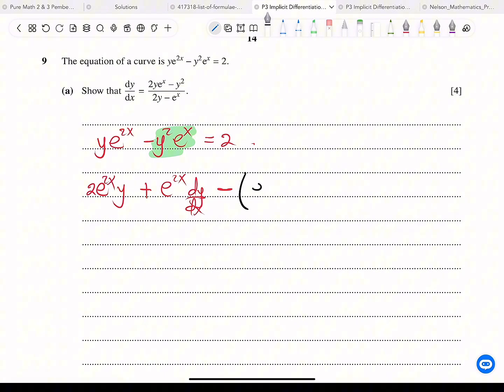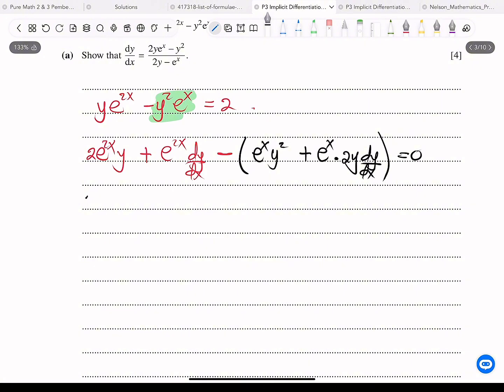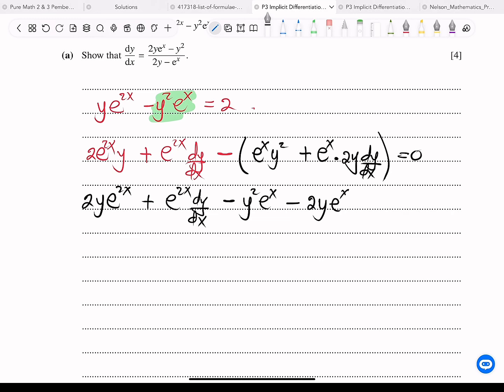If I differentiate the e, I'll get still e to the power x y squared. Plus, now I'm going to keep the e to the power x and differentiate the y squared. You are going to get 2y, include the dy/dx to it. Yes, because every time you differentiate y, you get dy/dx. The right side is equal to 0. And now I have 2y e to the power 2x plus e to the power 2x dy/dx. Expand this bracket, you get negative y squared e to the power x minus 2y e to the power x dy/dx equal to 0.